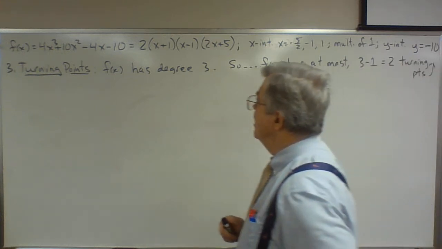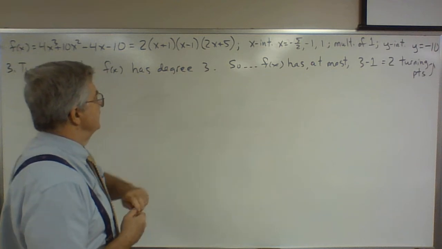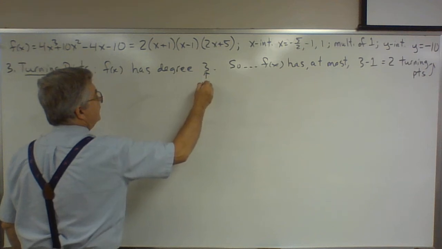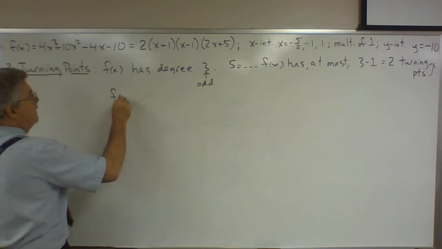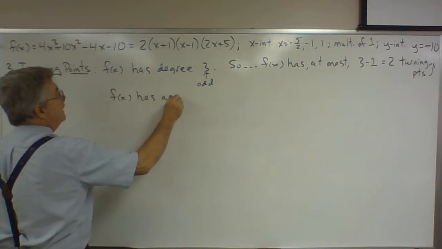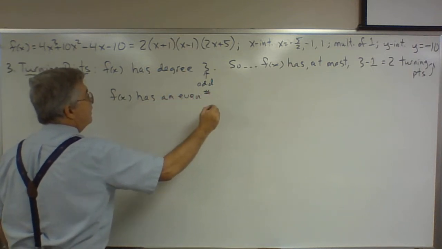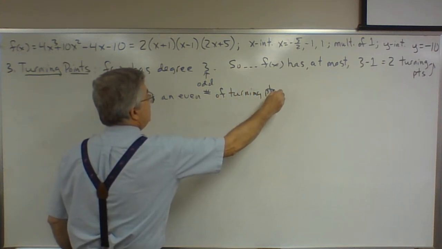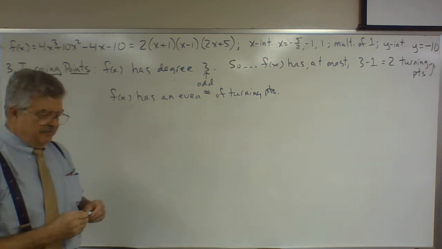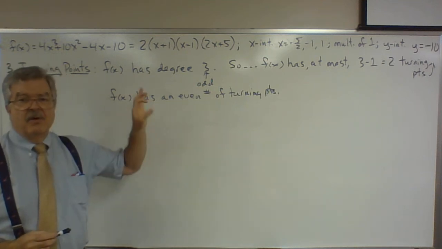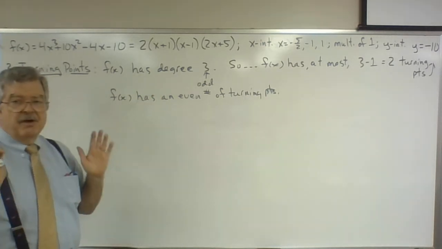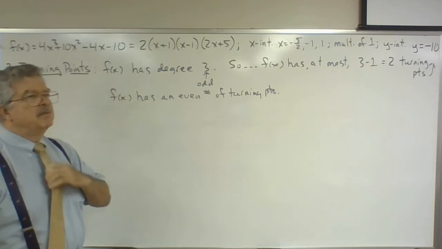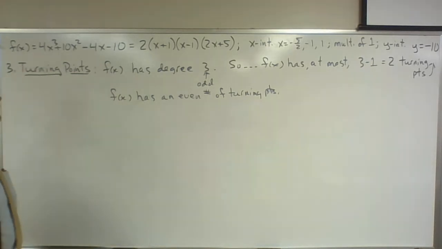Also, our polynomial is of odd degree, so f must have an even number of turning points. So either f of x has 2 turning points or 0. Those are the only possibilities. Those are the only even numbers that could be the number of turning points of f of x.